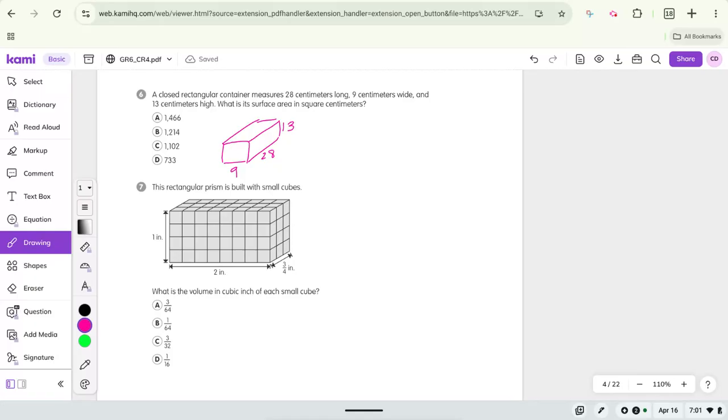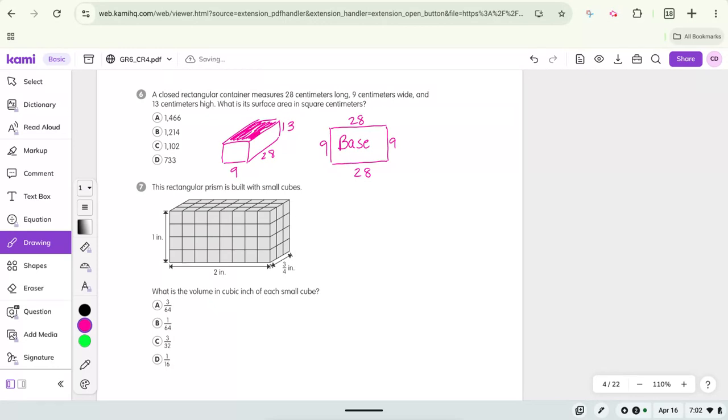Now, the base, the bottom, is going to be the same as the top. This is the base. It is a 9 by 28 rectangle. In fact, I'll just draw the rectangle. So this is the base. It is a 9 by 28 rectangle. So this side is also 28 and this side is 9.